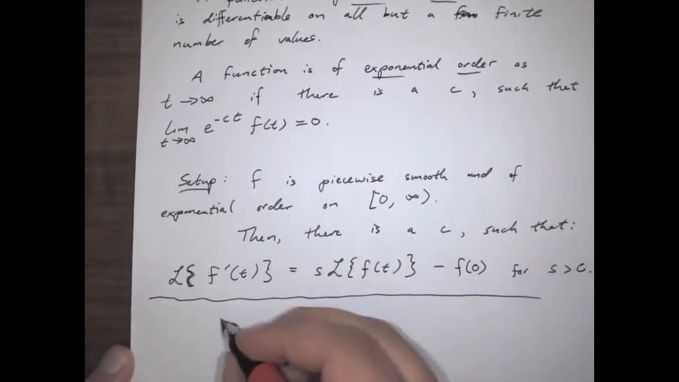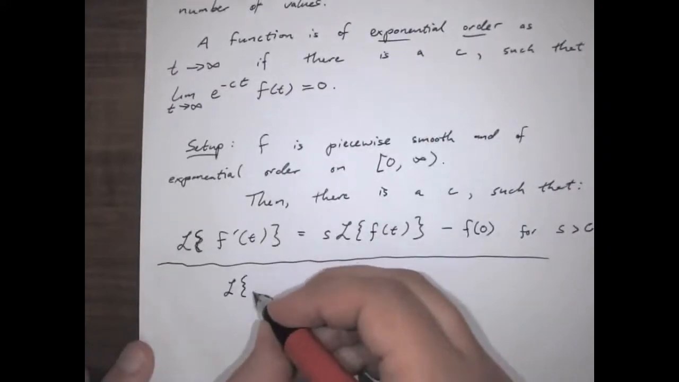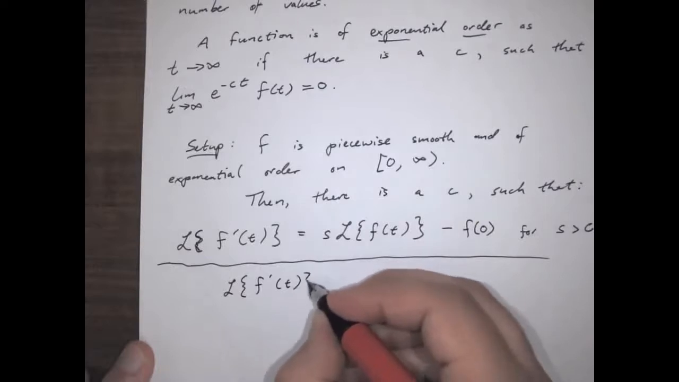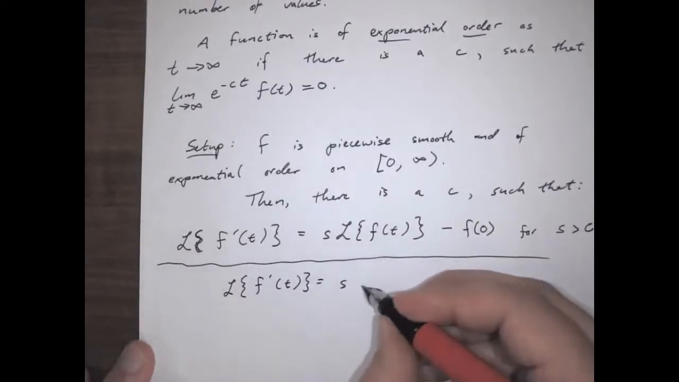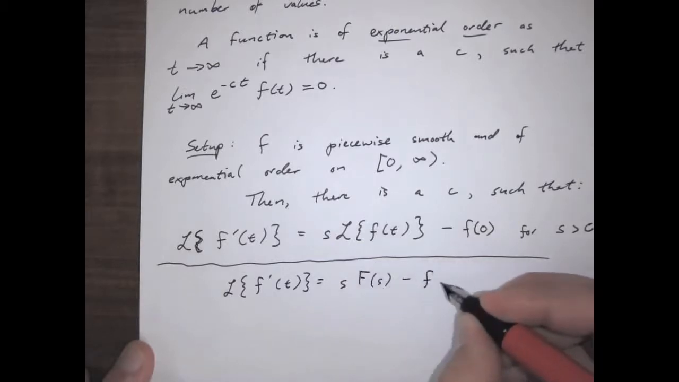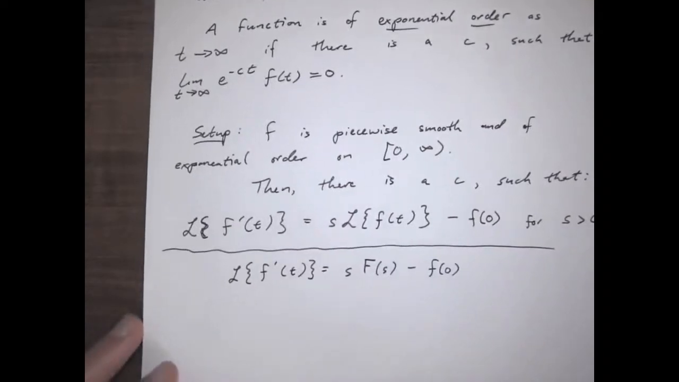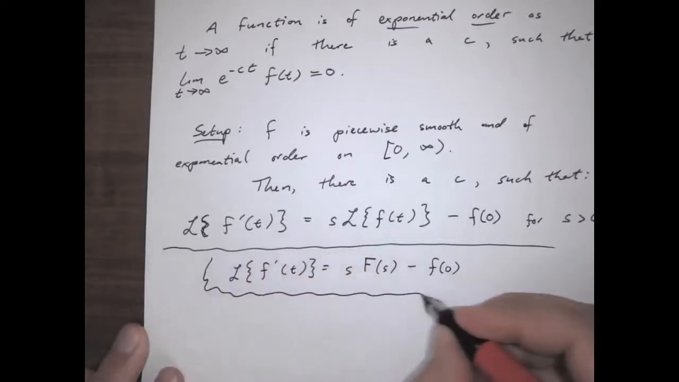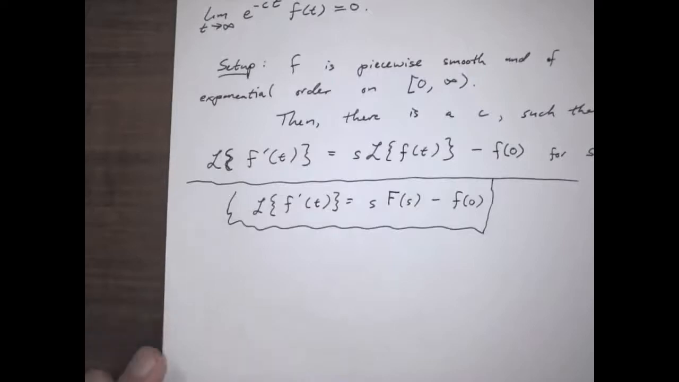In other words, the Laplace transform of f prime of t is equal to s times F of s minus f of 0, writing it in the more standard notation of a capital letter with the letter s as the variable for the Laplace transform.